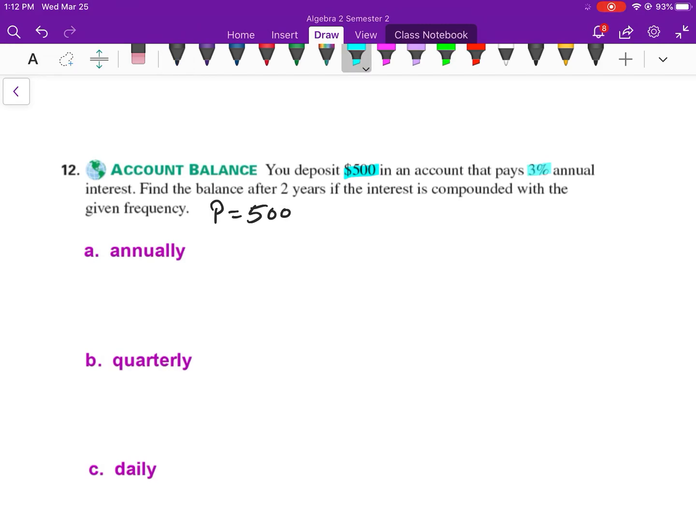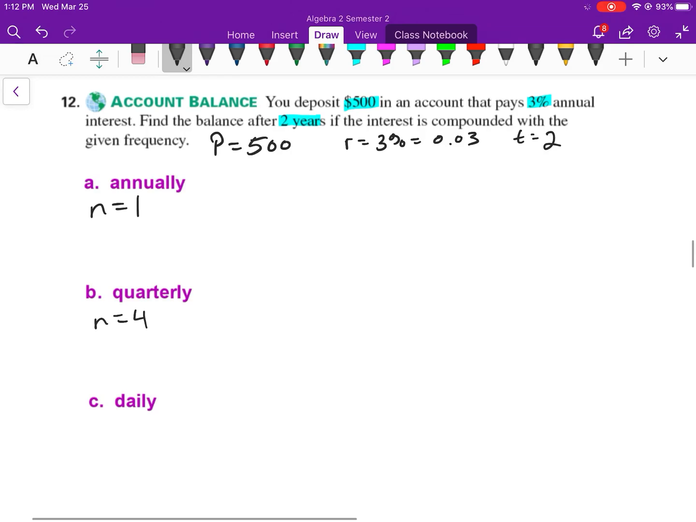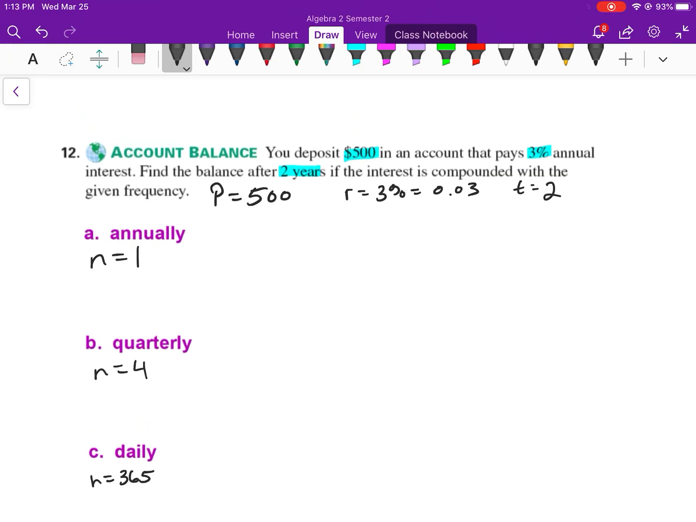Pay 3% annual interest. So we got 3% again there. That's our rate. So we have an R value of 3%, which we're going to write as 0.03, so it's not a percent. Now, we got also find balance after 2 years, which is our time. Okay, if the compounded with the given frequency. So when I say annually, that is a frequency of 1. If I were to say quarterly, that is 4 times a year. If I was to say daily, 365 days in a year, so 365.